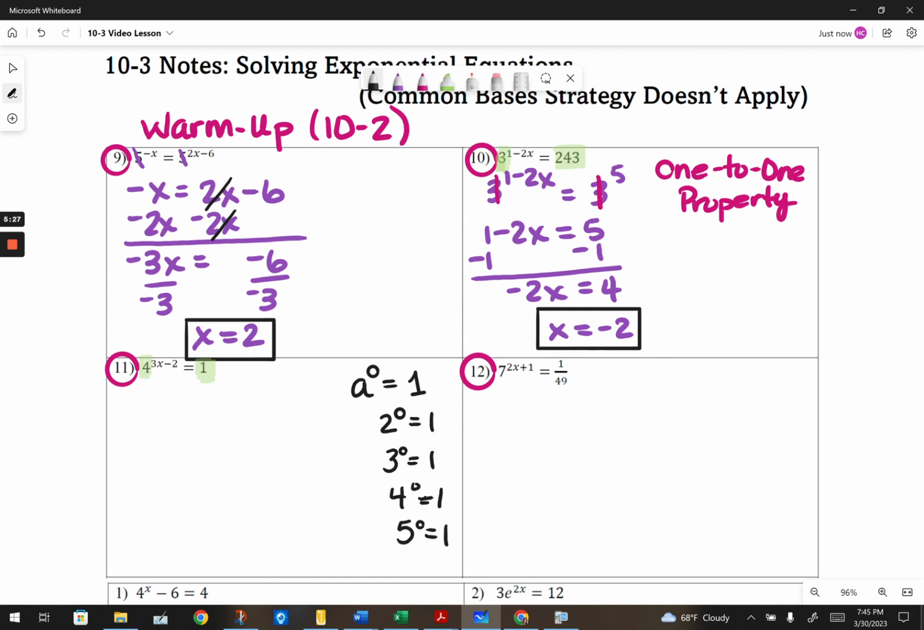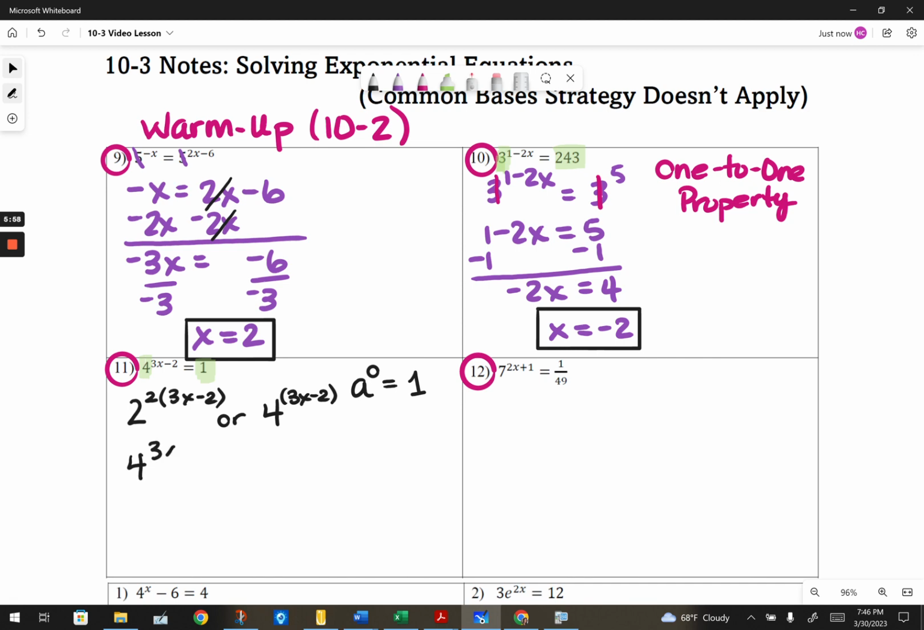Because I know any number raised to a 0 will be 1, I can use either the 2 or the 4 as a base for this problem. So I will either write 4 as 2 squared, open parentheses 3x minus 2, or I can use 4 to the power of 1, which I won't write the 1, and just leave it as we see it right now. I'm going to choose the 4 actually, since our problem is already a 4, because 1 can be rewritten as 4 to the 0 power.